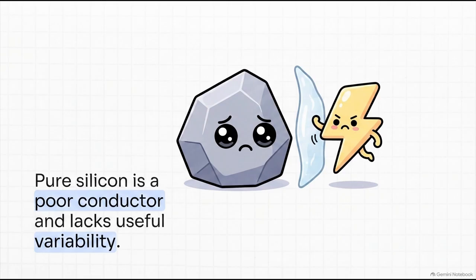Think about it. To do computation, to process the binary ones and zeros of digital code, engineers need to turn electrical currents on and off with absolute rapid-fire precision. Pure silicon simply doesn't give us that control. To make silicon useful, we have to actively control its properties. We have to dope it.